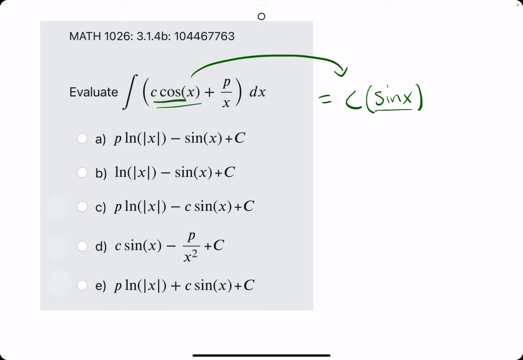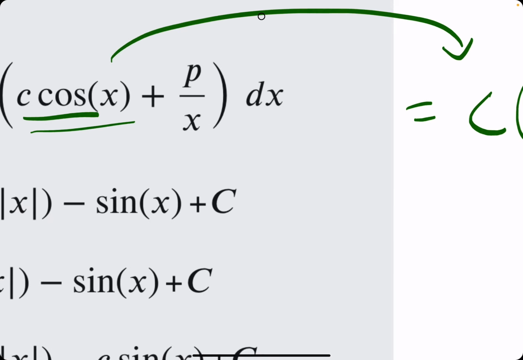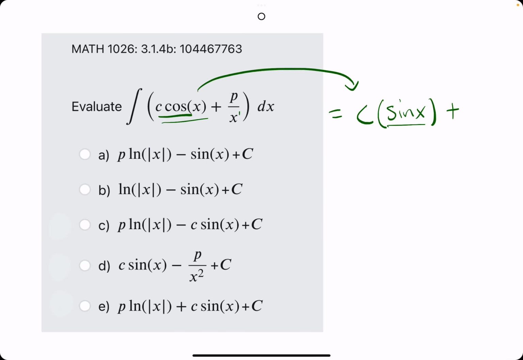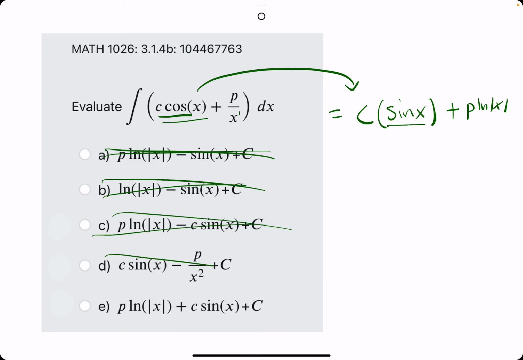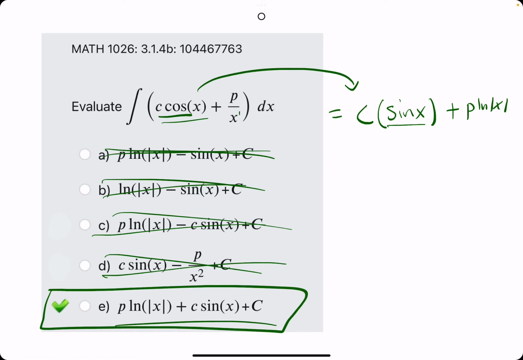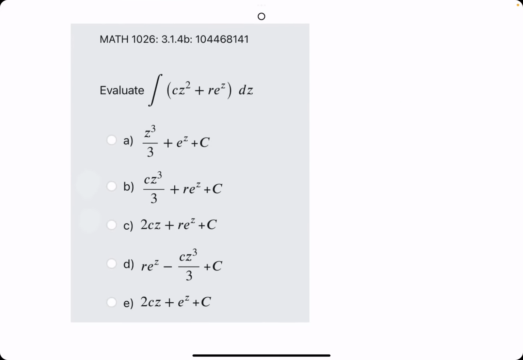And then the plus p over x, again, x to the first power in the denominator indicates we use ln of absolute value of x with the p out in front. So we're looking for two positive terms, so no negatives, no negatives, no negatives. Oh, look at that. It's the only one with positive, so E must be our answer. All right, let's go and do one more.